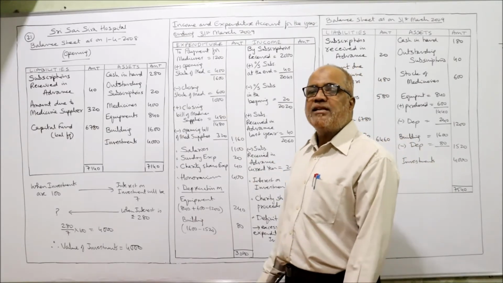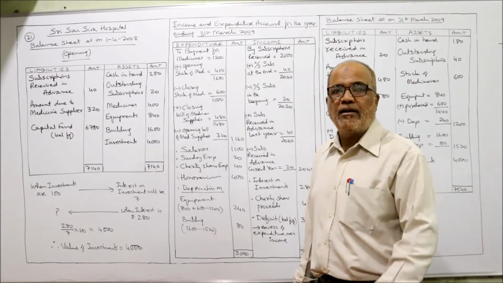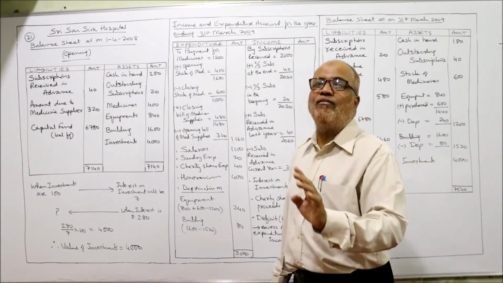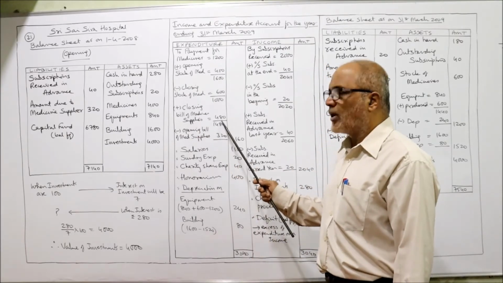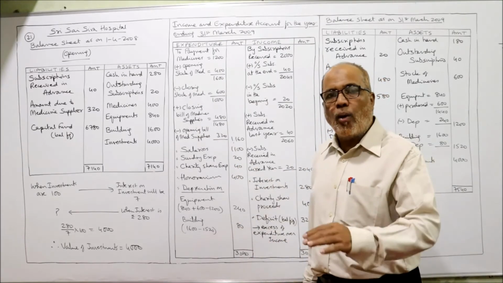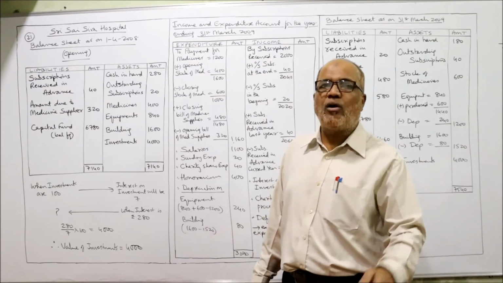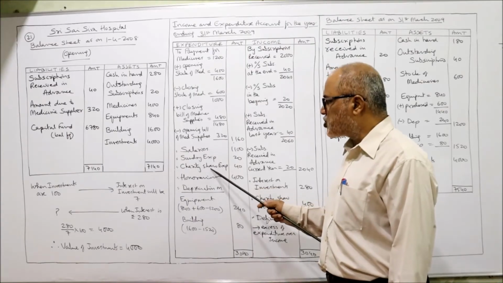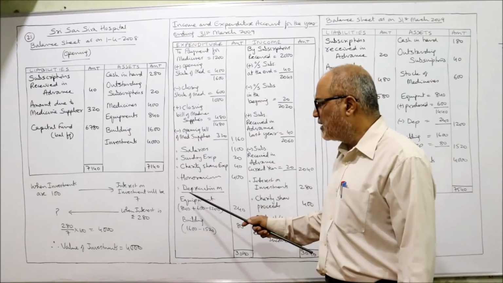Then medicine bill. The closing medicine bill will be added. That means the medicine bill outstanding at the end of the current year should be added. The closing bill of medicines 480 is added. Similarly, the opening medicine bill outstanding at the beginning of the year will be deducted. Then salary, sundry expense, charity show expense, honorarium. All the values we have taken directly.